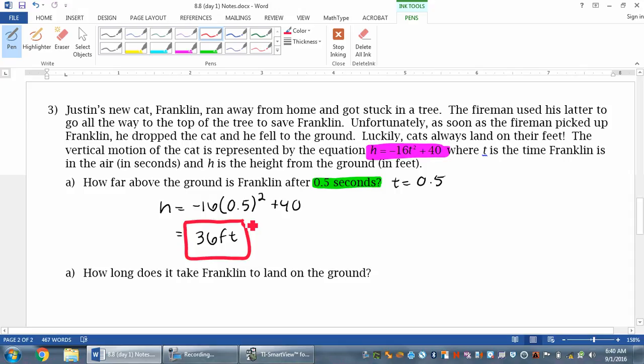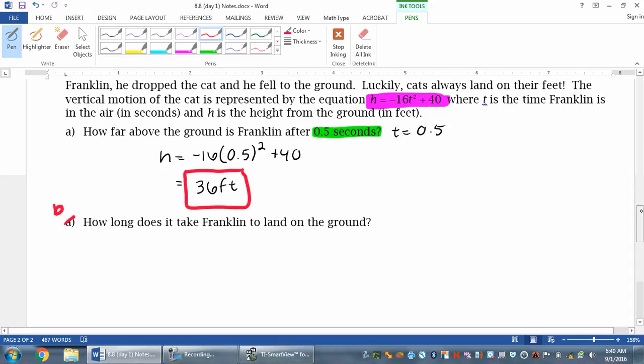Now again, just because I put 0.5 in for t for part A does not mean 0.5 is going in for t for part B. They are two totally separate parts. I'm going to start with the original equation. All right, part B. How long does it take Franklin to land on the ground?